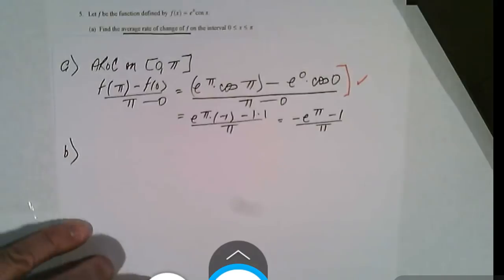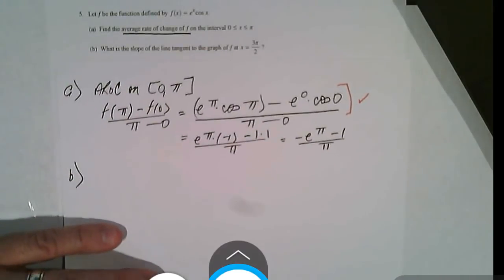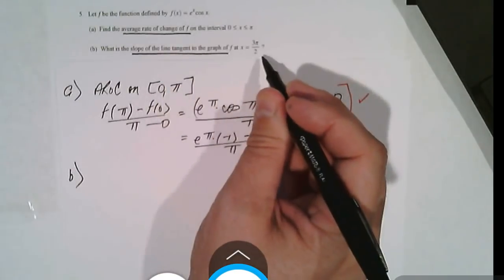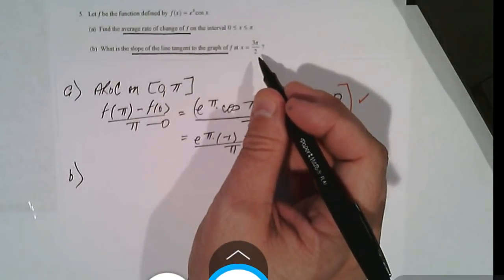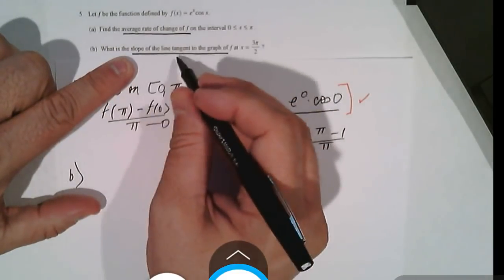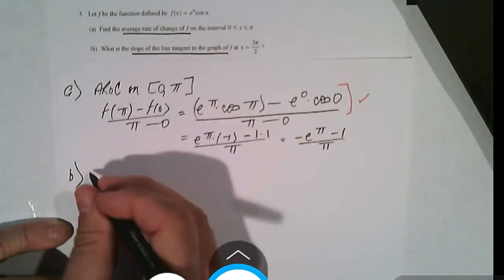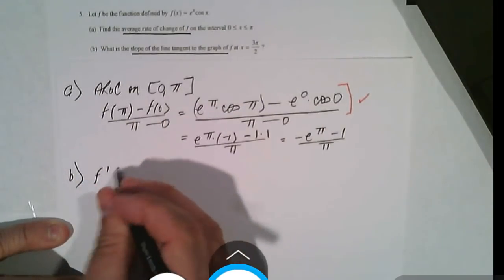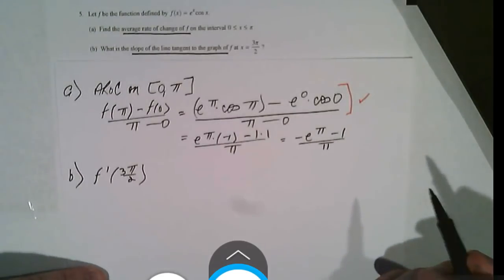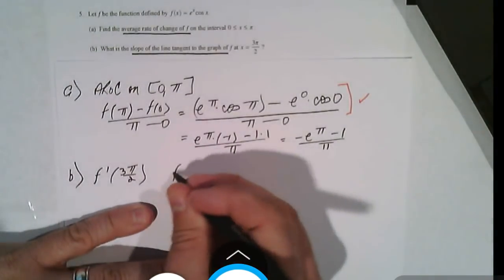All right, part B. Part B, what is the slope of the line tangent to the graph of f at x equals 3 pi over 2? Now we get to do some calculus. Slope of the line tangent to the graph of f, that means f prime. And specifically, I want f prime evaluated at 3 pi over 2.